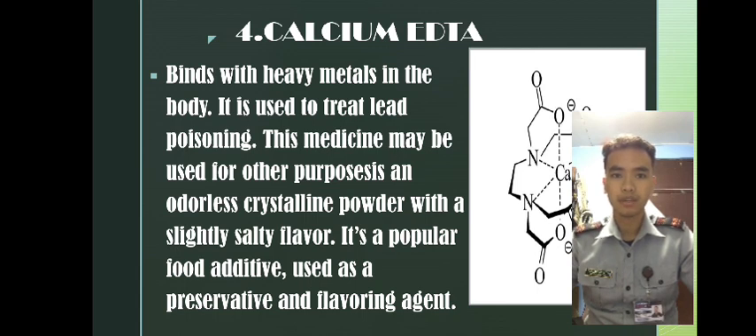Heavy metal poisoning can occur as a result of exposure to environmental toxins, such as lead in paint or mercury in seafood. Symptoms of heavy metal poisoning can vary depending on the type of metal involved, but they can include abdominal pain, nausea, vomiting, headaches, fatigue, and neurological symptoms. Calcium EDTA is administered by injection, and treatment typically involves multiple doses over a period of several days.